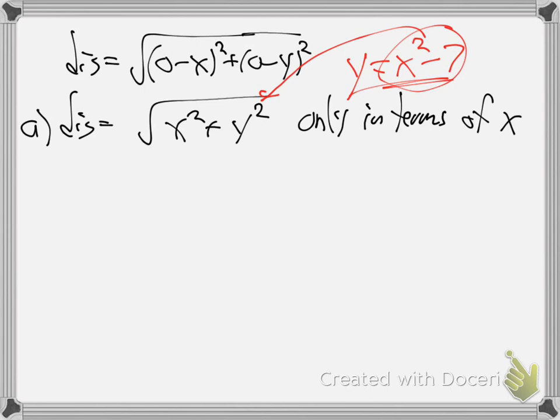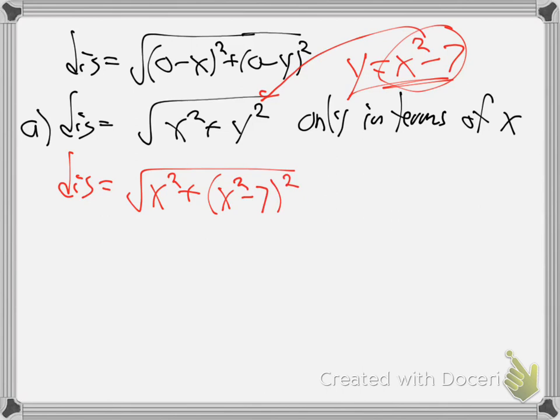Does that make sense? So the distance is square root of x squared plus x squared minus 7, squared, in place of y squared. And then I just need to FOIL that out and gather like terms. And I'll get that equation. Then we're going to put that into Y1 on the graphing calculator, and we're going to graph it.